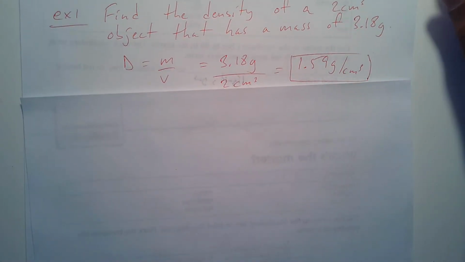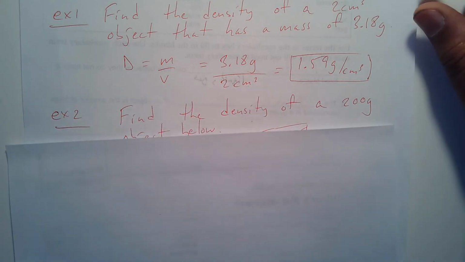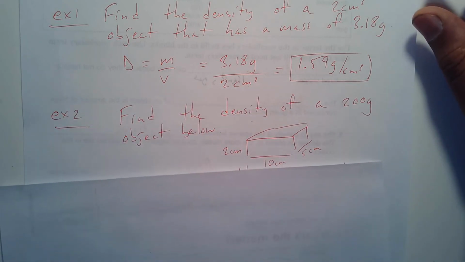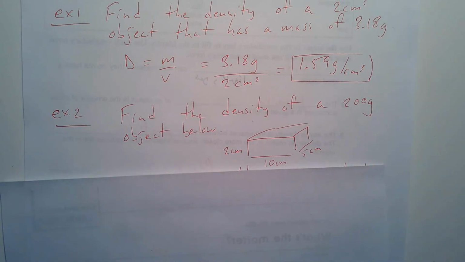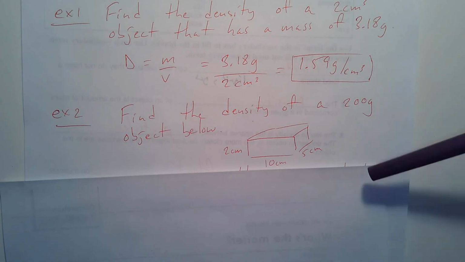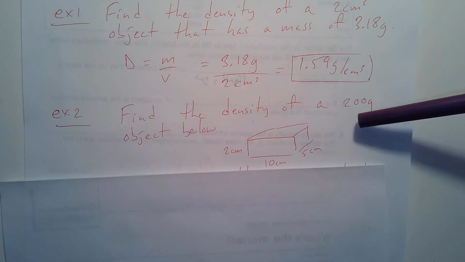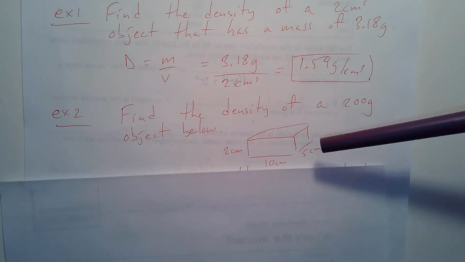Now let's look at ones that are a little bit more difficult. Here, this would be considered a regularly shaped object. So it has clear dimensions. It's kind of like a box. Suppose the mass of this box is 200 grams. We want to find the density.